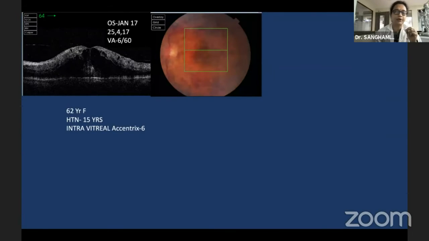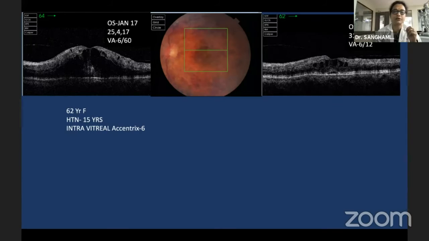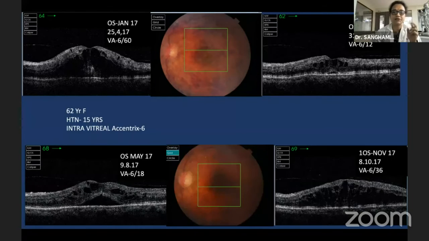This was a 62-year-old female, a central retinal vein occlusion. In spite of 6 injections of anti-VEGF, still there is persistent macular edema. There's waxing and waning of the macular edema in between. So again, it helps us in follow-up and explaining the prognosis to the patient.